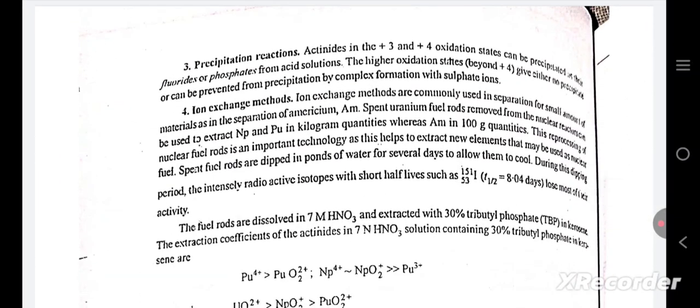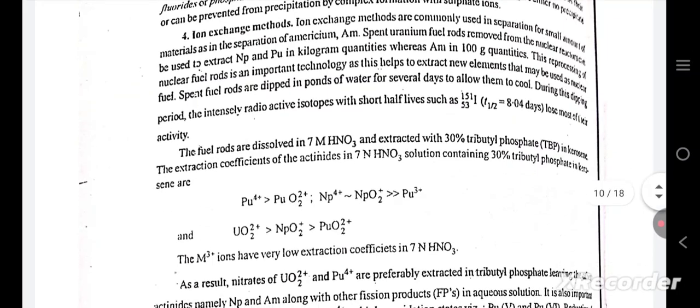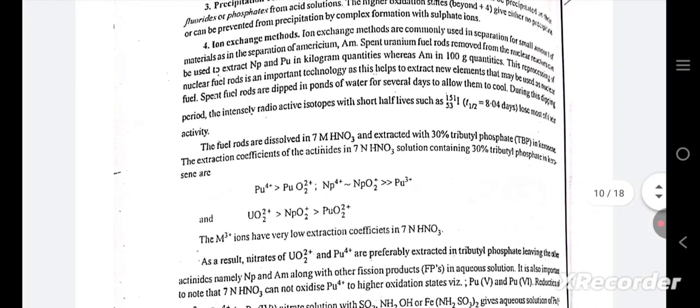Precipitation reactions. Actinides in the +3 and +4 oxidation states can be precipitated as their fluorides or phosphates from acid solutions. The higher oxidation states beyond +4 give either no precipitate or can be prevented from precipitation by complex formation with sulfate ions. Ion exchange methods.